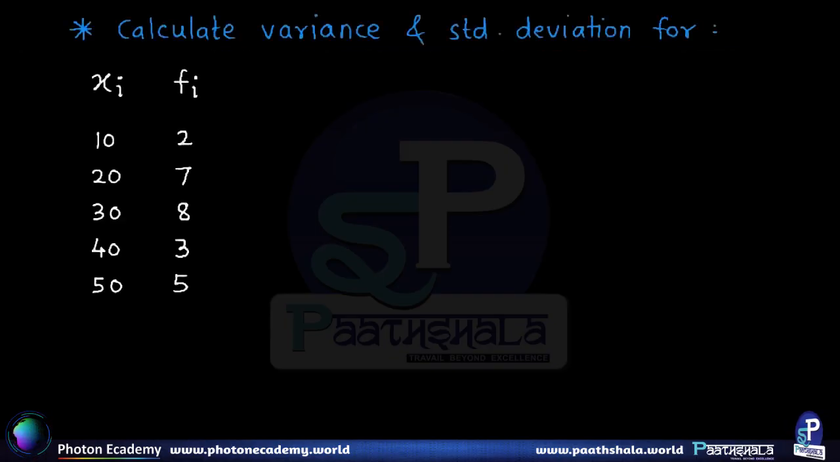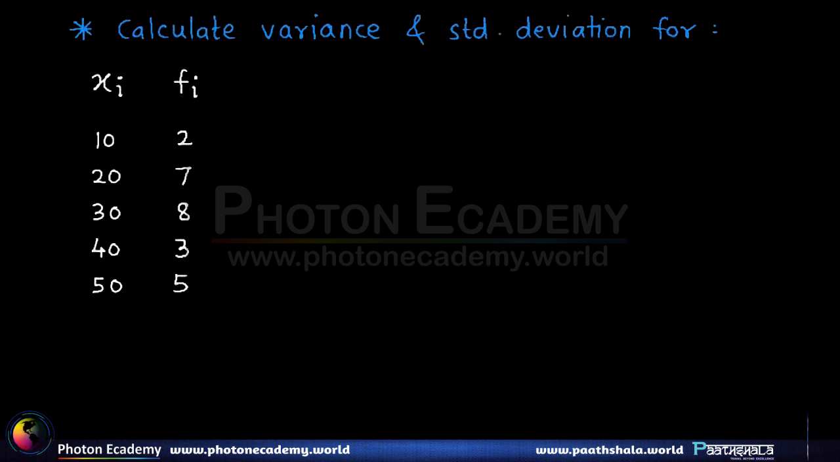Now let us solve a sum based on variance and standard deviation. As you see, we are given data in terms of xi and fi. So this is a discrete frequency distribution. To calculate the standard deviation and variance, let us first keep the formulae ready.